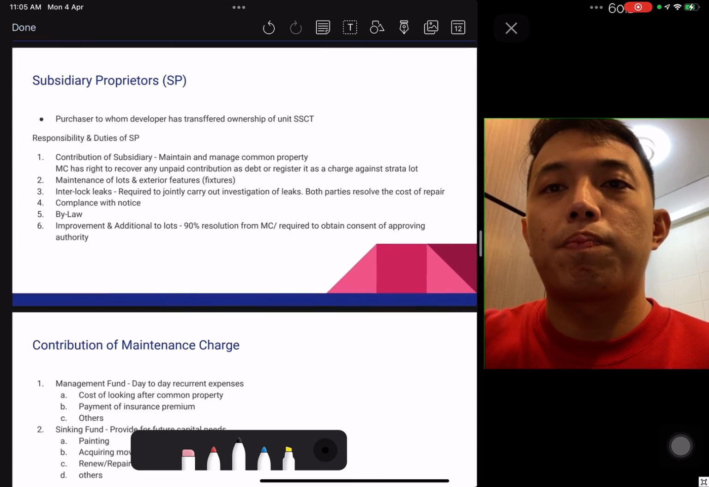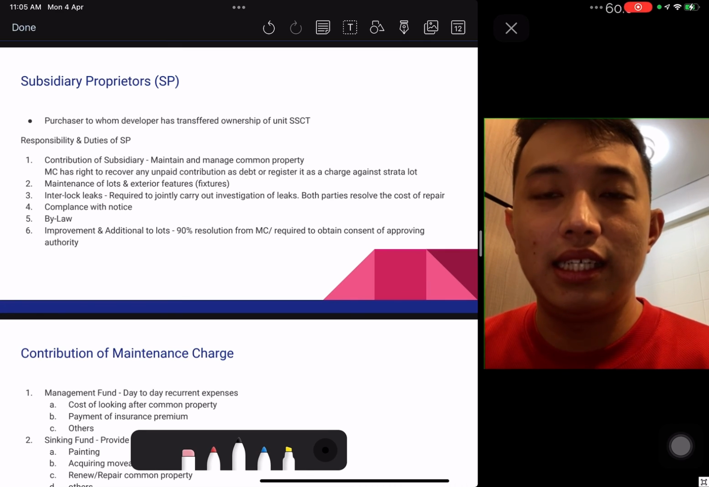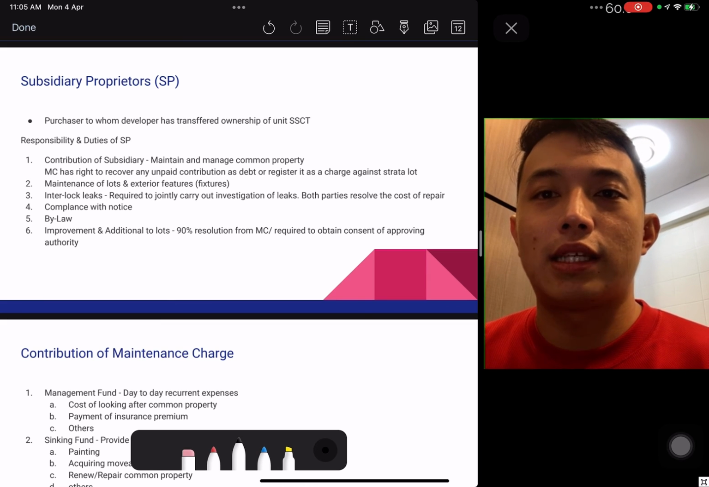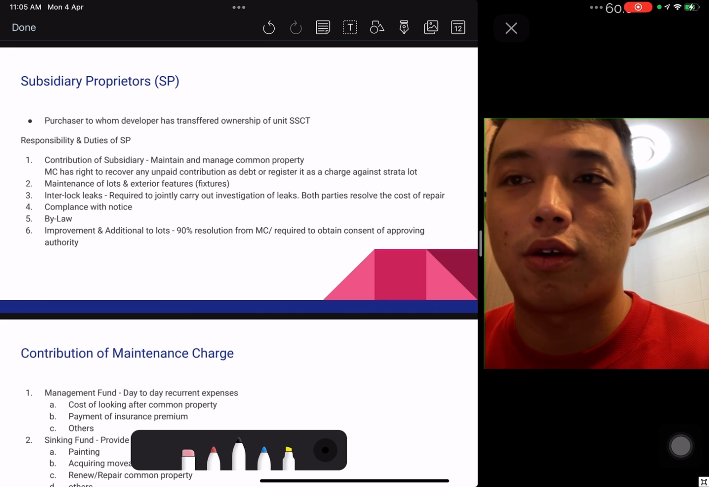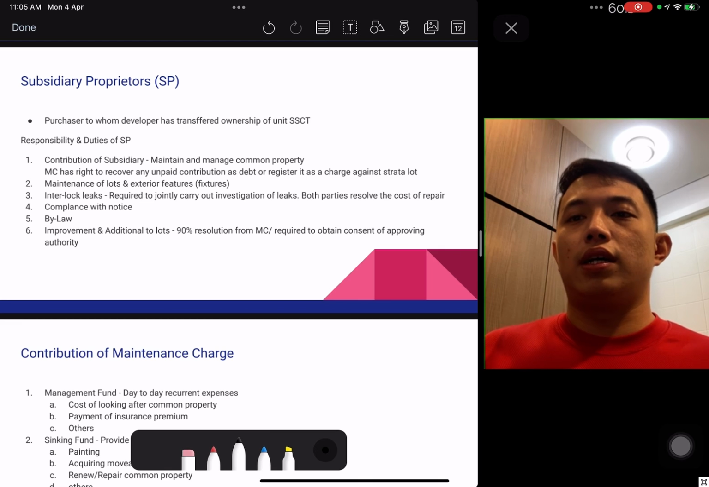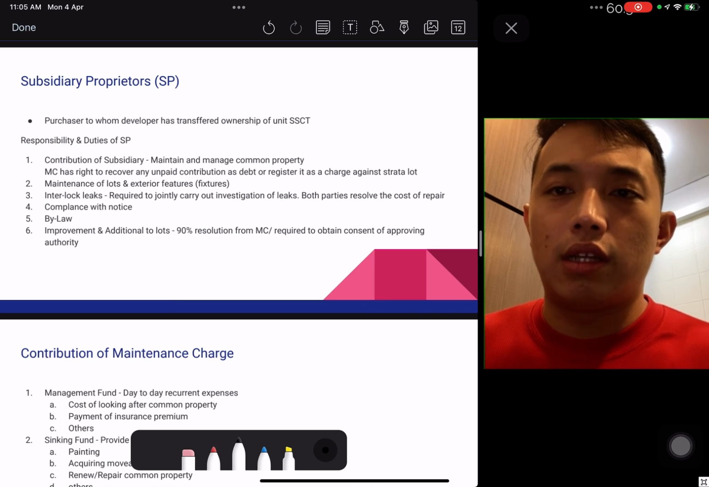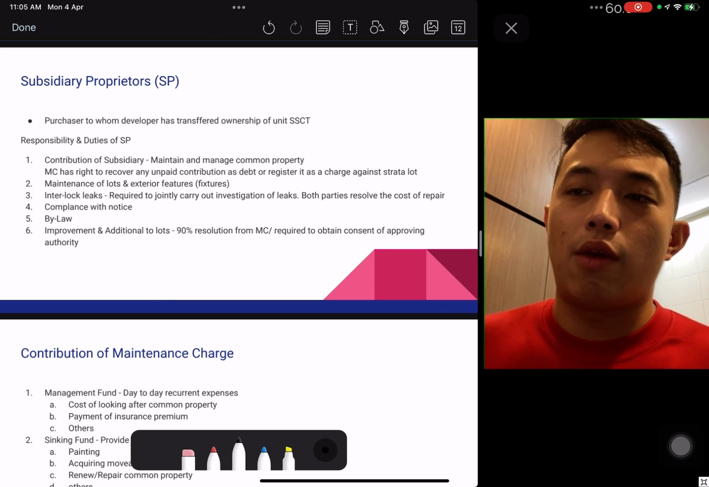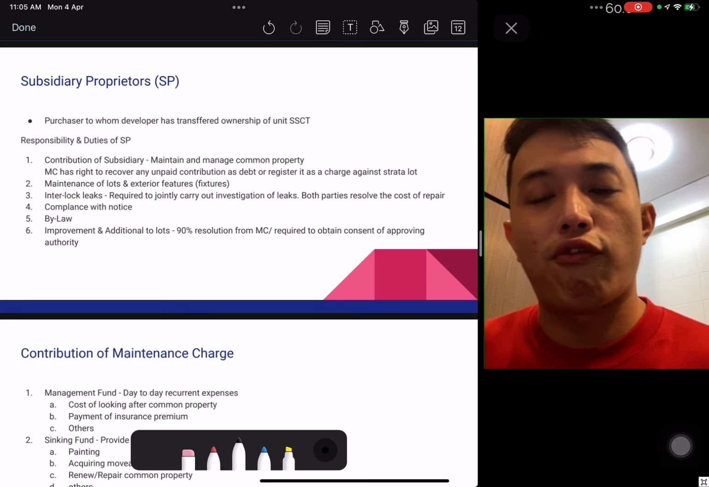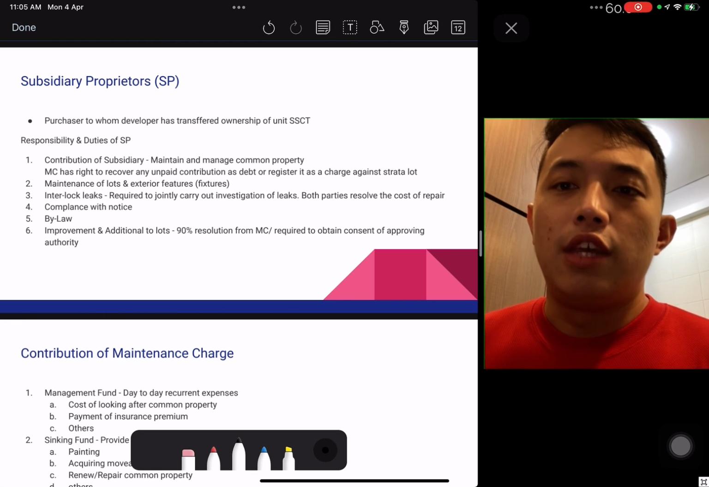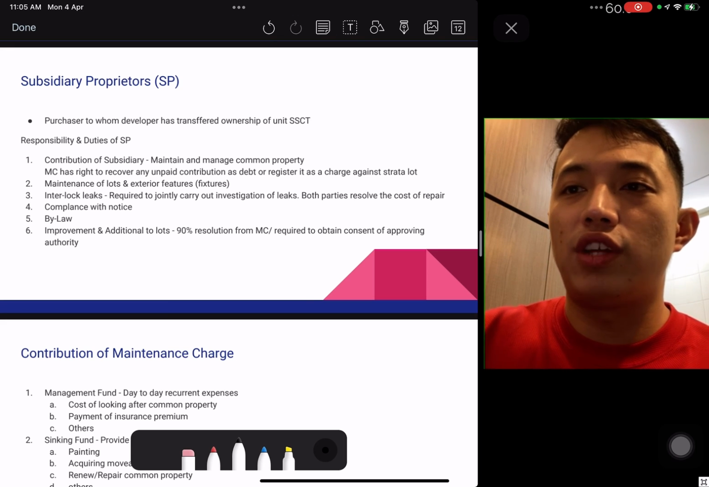Subsidiary proprietors are owners, purchasers who buy the ownership of the property under SSCT. The subsidiary proprietors have to contribute to the management fee, contribute to the maintenance and management of the common property, extension lots, and work with other parties on any leak or repair, splitting the cost after 12 months; bylaws, improvements and additions to lots, resolutions, and other things. Please, guys, still read it yourself. I'm not going to go through this.